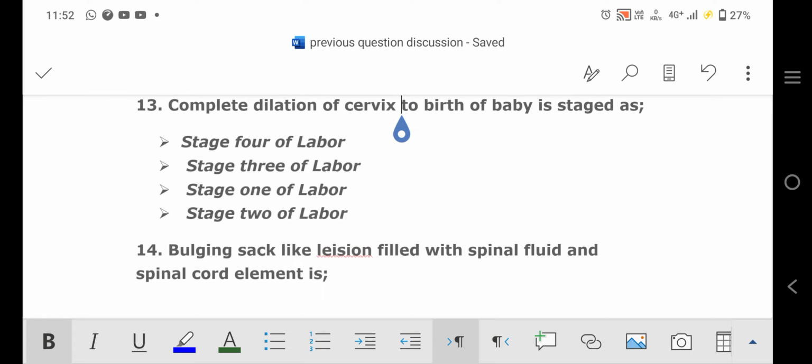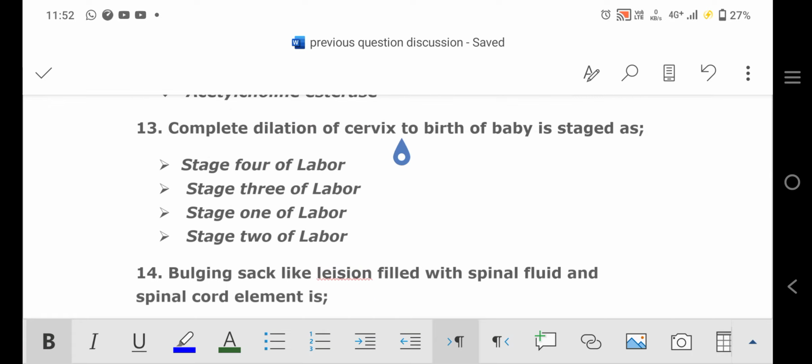Stage 1 of labor is from the beginning of uterine contractions till the complete dilation of the cervix. Stage 2 of labor is from the complete dilatation of the cervix till the delivery of the baby. Stage 3 is from the delivery of the baby till the delivery of the placenta. Stage 4 is from the delivery of the placenta till 1 or 2 hours of observation after delivery.